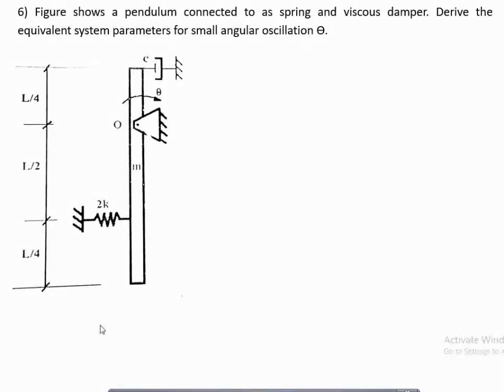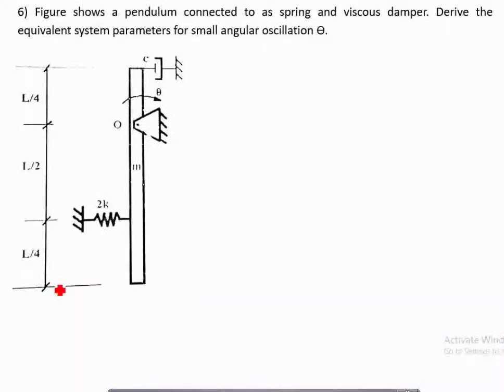Now we will solve the next problem, which is based on the vertically suspended slender bar, that is a compound pendulum. The figure shows a pendulum connected to a spring and a viscous damper. Derive the equivalent parameters for the small angular displacement theta. So theta is a generalized coordinate, which means you have to find out I equivalent, K equivalent, and C equivalent.